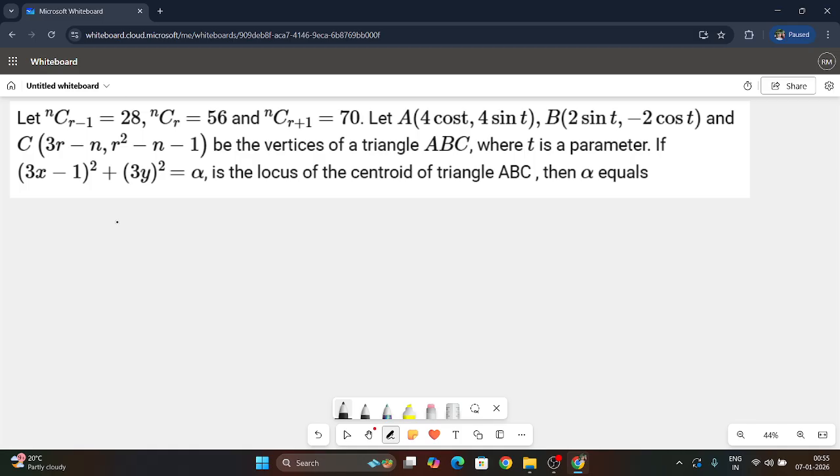The question is given: nCr-1 is equal to 28, nCr is equal to 56, and nCr+1 is equal to 70. Let's solve it first and find the value of n and r. If you don't know, please write this in your copy. It is very important.